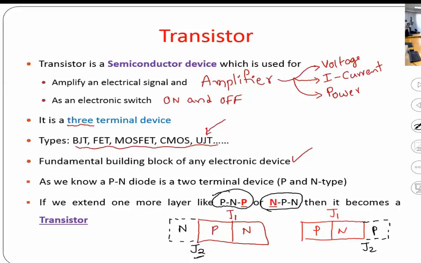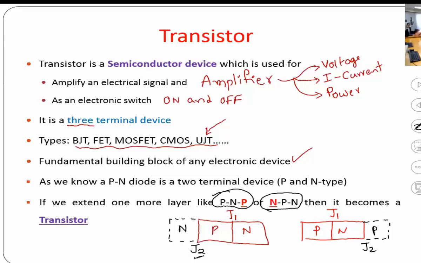So there are two different types of BJTs that are available. One is called an NPN. Another one is called a PNP. It's an extension of one more layer of semiconductor. If you put N-type before P, that would be NPN. If you put P-type after N, that's a PNP type of transistor.